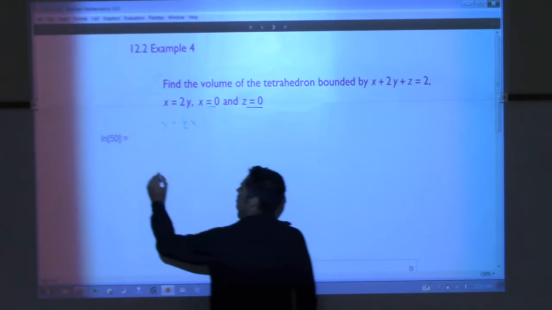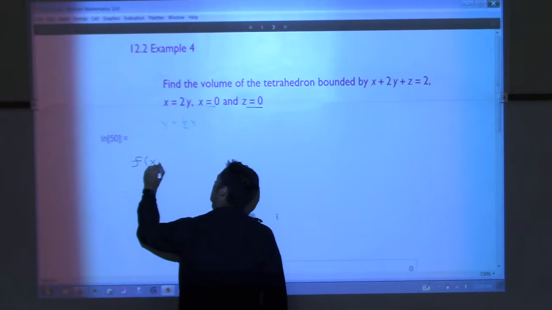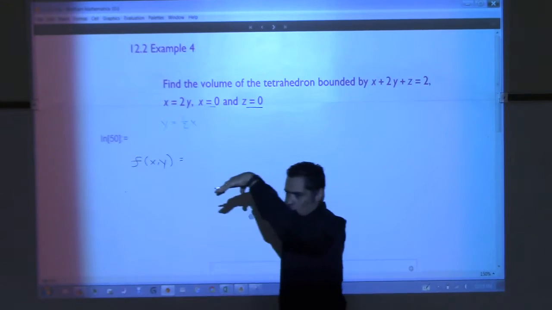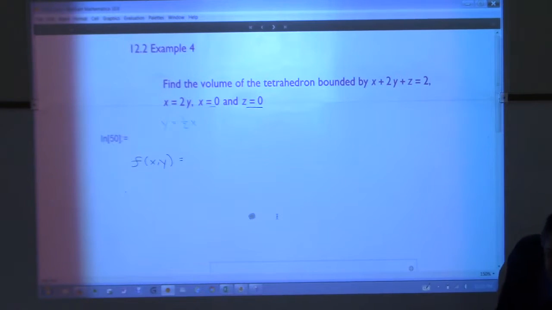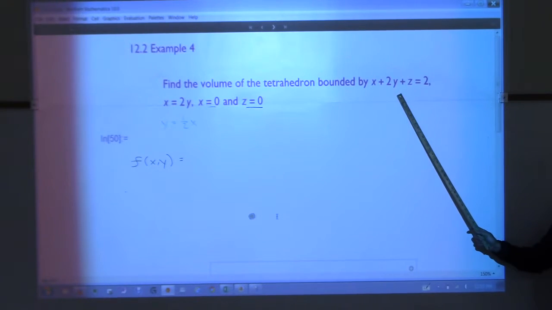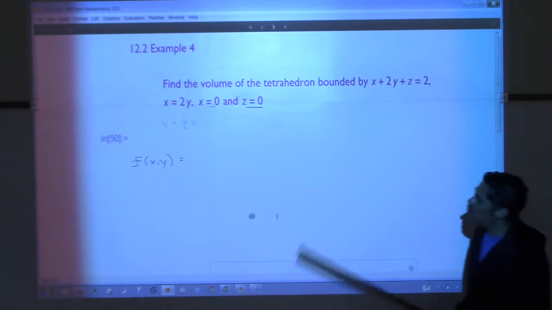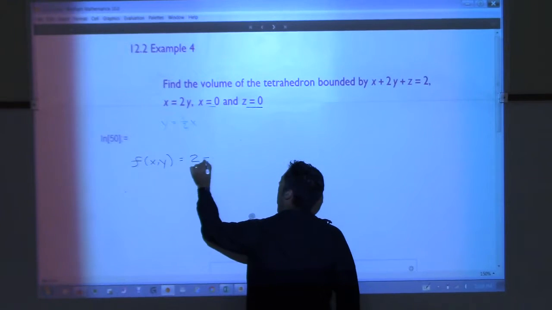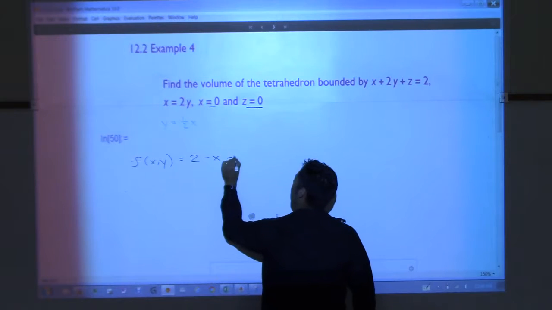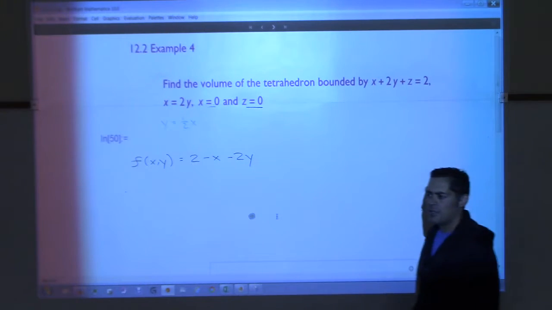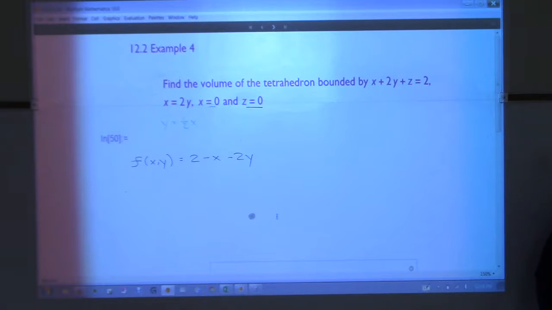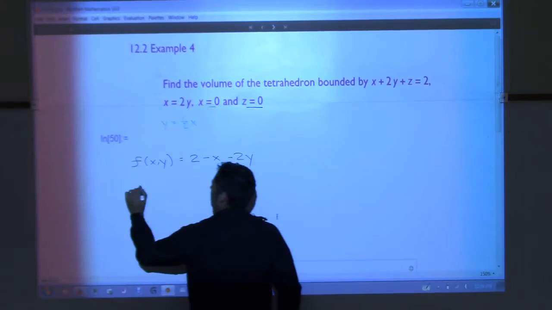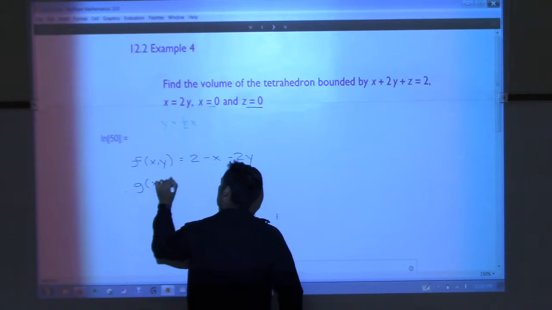So what is the f of xy? Let's start with that. What's the surface on top? It's given to us by this plane, right? So you must solve this for z to turn it into a function of x and y. If I solve this for z, I get 2 minus x minus 2y, and that's it, right? So that's your top. What is the bottom surface? 0, right? I don't need to write it, but I just want to be clear that the bottom is 0.